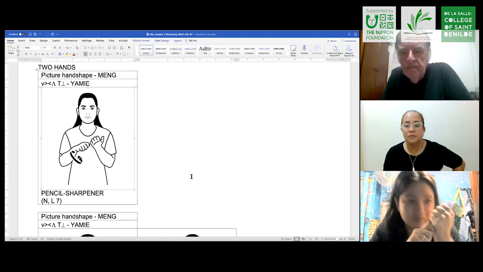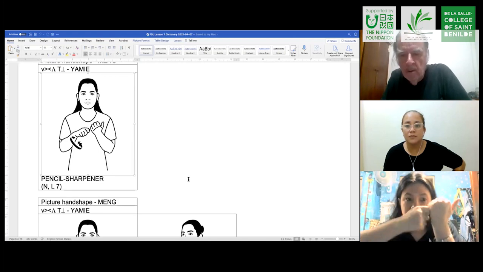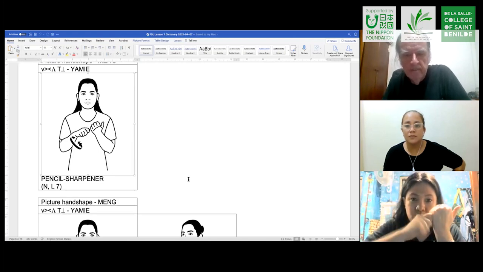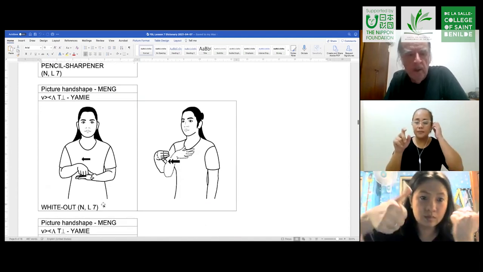Sorry, I'm getting thrown off because I'm left-handed. I have to use my right hand. Okay, right, here is the pencil sharpener. Okay. Next.